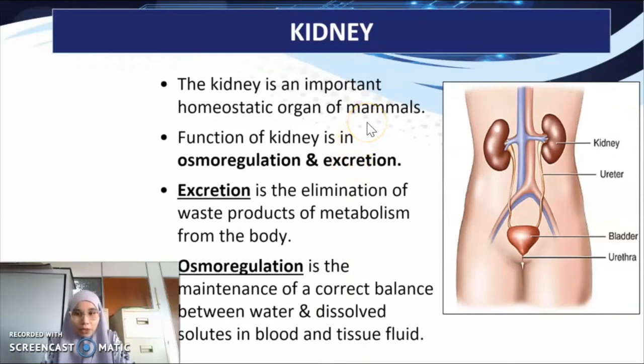Kidney is an important homeostatic organ of mammals. Function of kidney is in osmoregulation and excretion. Excretion is the elimination of waste product of metabolism from the body, while osmoregulation is the maintenance of a correct balance between water and dissolved solids in blood and tissue fluid.